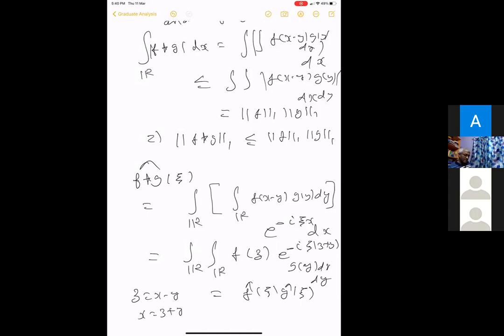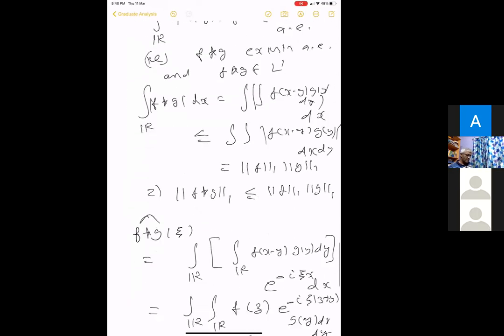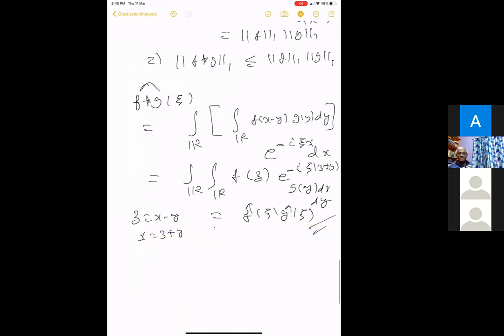You can see that e^{iξ(z+y)} is e^{iξz} times e^{iξy}. So you integrate one factor with f, the other factor with g, and you get this. That's all. So this is about convolution. The convolution is fine. It's clear.